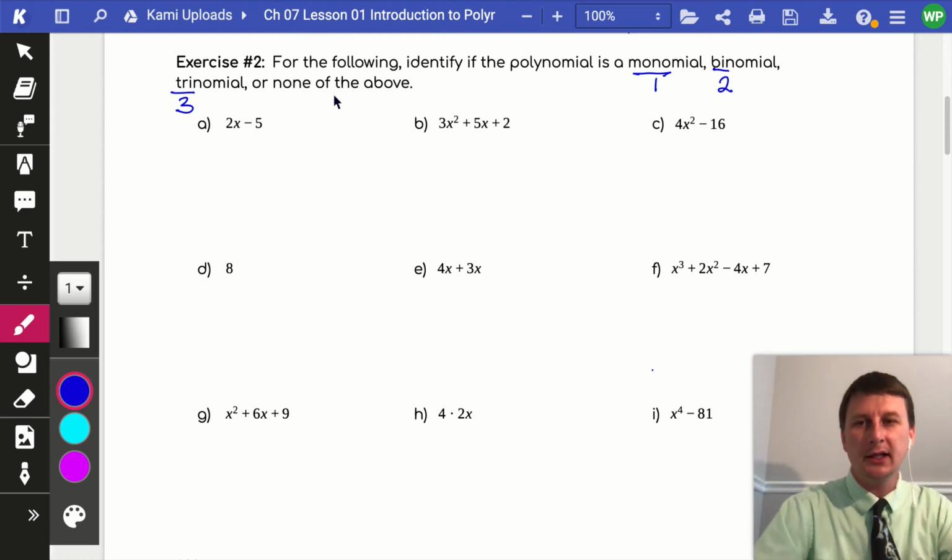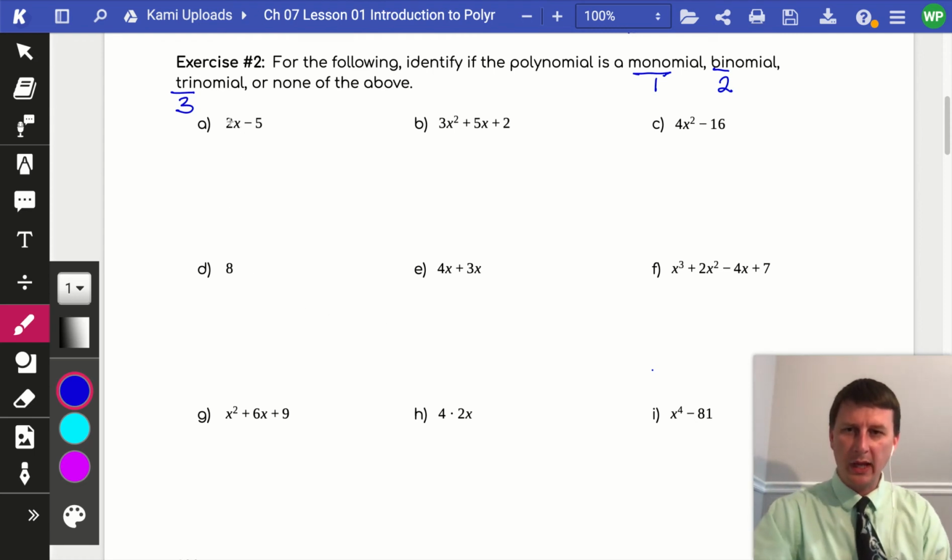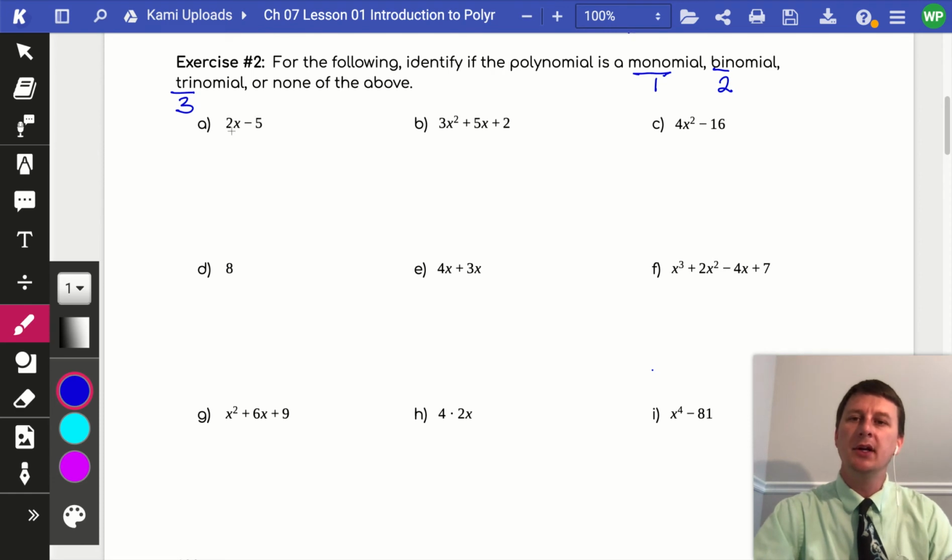So let's take a look at part A. And we have 2x minus 5. So 2x is one term. The minus 5 is another term. Can they be combined? And the answer is no. So it's always going to be two terms. So that's going to make that a binomial because two terms is called a binomial.